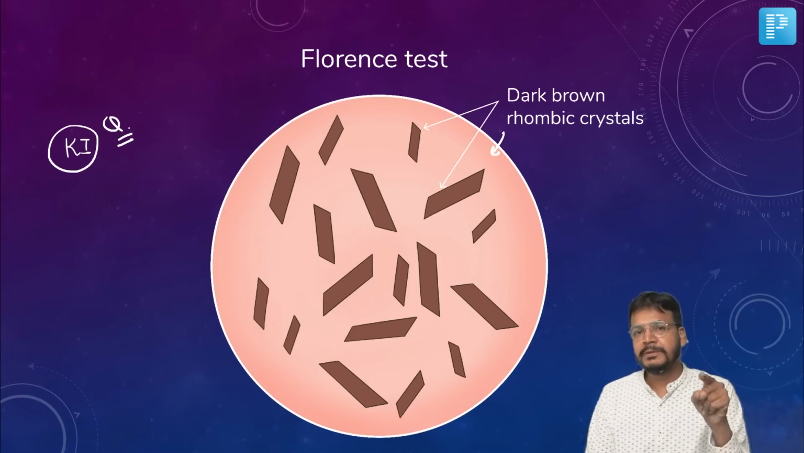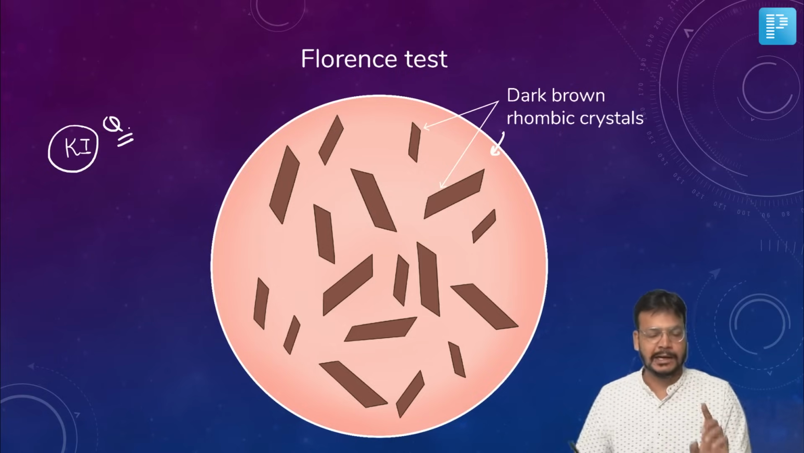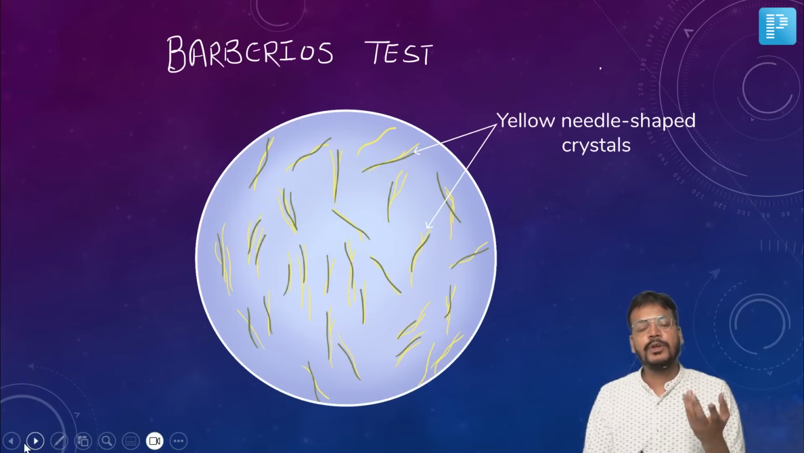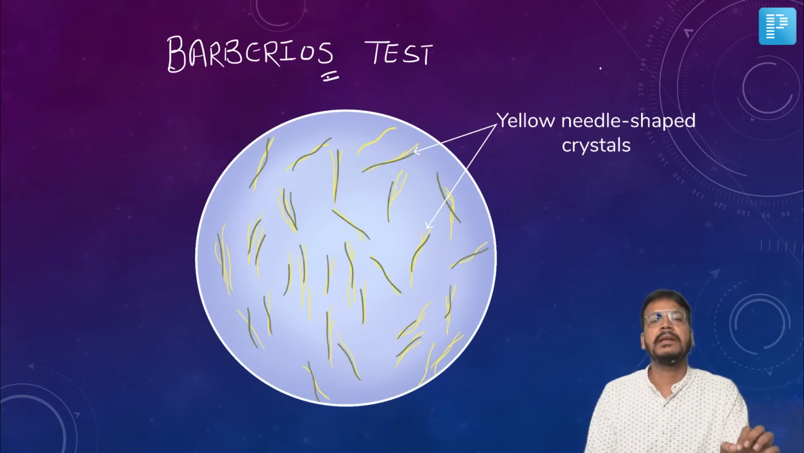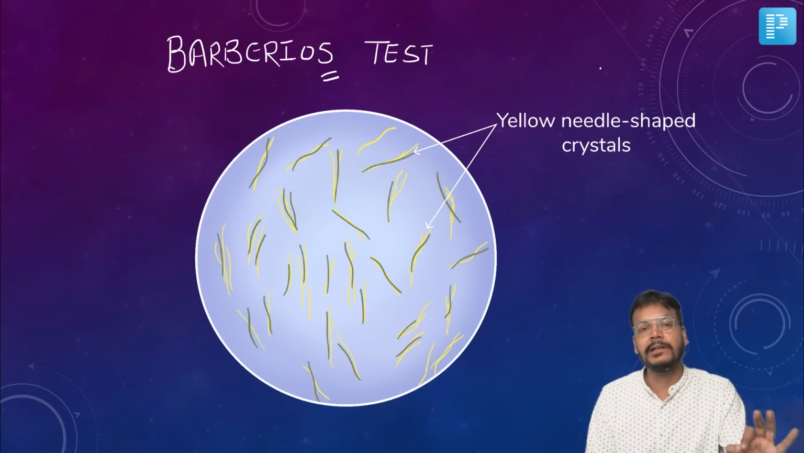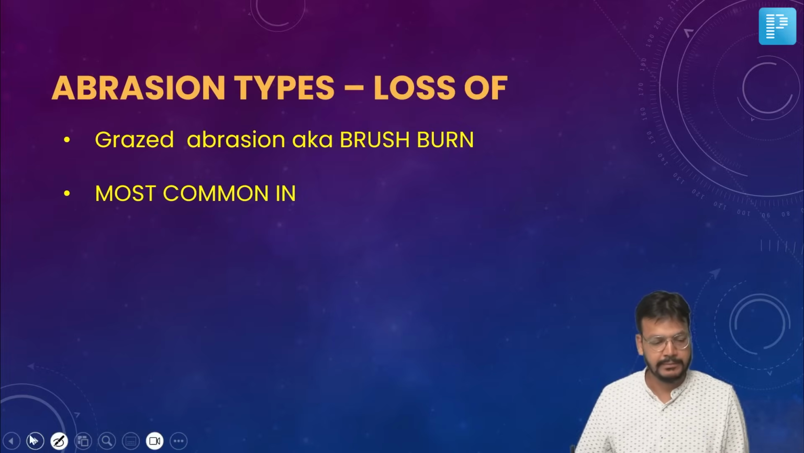Okay, in Florence, C comes for choline, the color of choline is dark brown. Barbiero, S for spermine, very simple, sir. It is spermine, it is a yellow needle shaped crystal.